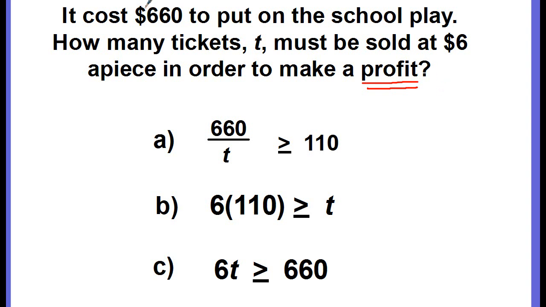The cost to put on the play is $660. So all this money you're earning from sales tickets, you don't make money until you make more than what it cost. That's what a profit is. If you make more money than what it costs to do something. So think about what that means in our inequality. To make a profit, we need to make more than the 660. So it needs to be greater than.